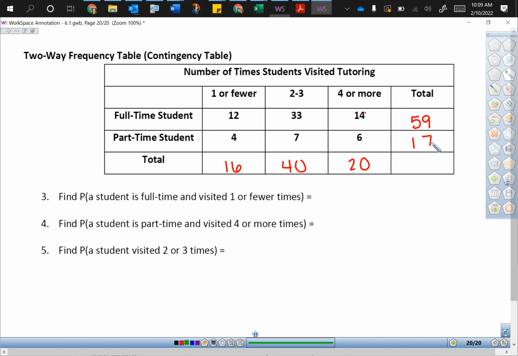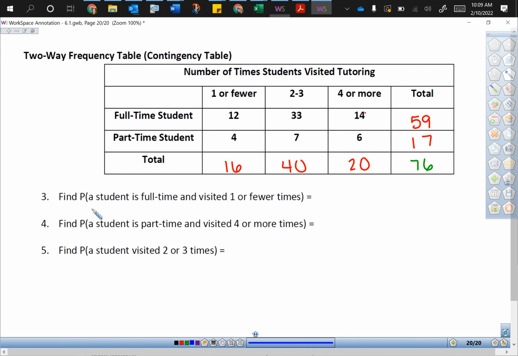So what's 59 plus 17? And then what is 16 plus 40 plus 20? Okay, so how many total students did we survey here? We surveyed 76 total students.